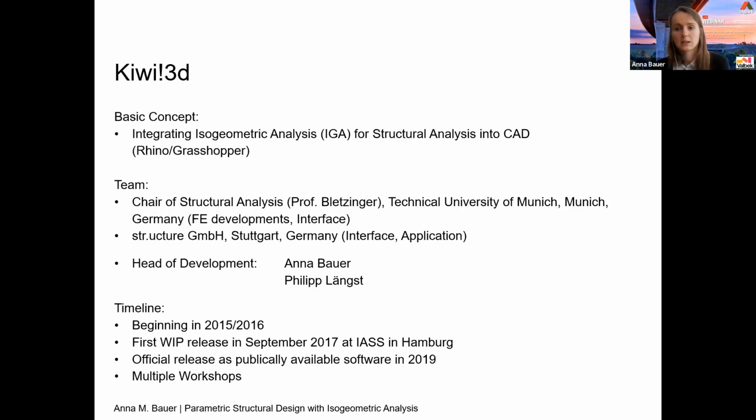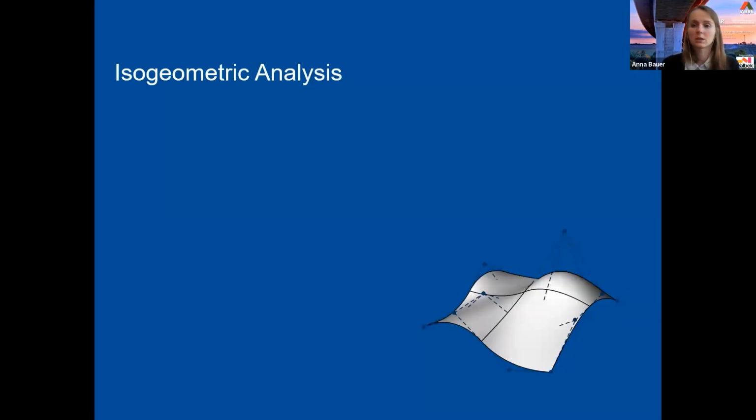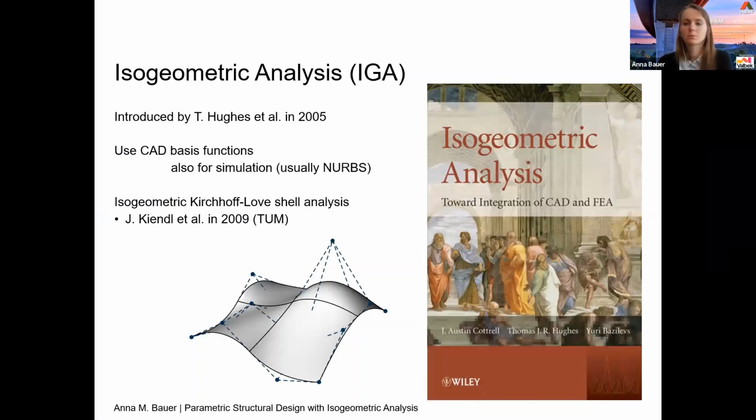But in order to understand the whole process and what's behind it, I want to start my presentation by talking about isogeometric analysis, as it is one of the key features of this parametric design tool. Isogeometric analysis was introduced by Tom Hughes in 2005, so it's quite new, or 15 years, it's quite okay. And at the chair of structural analysis, we took up this topic in 2019 with the PhD thesis of Joseph Kindl, who developed a Kirchhoff-Love shell element for the isogeometric analysis. The key idea is using the CAD basis functions for the simulation as well.